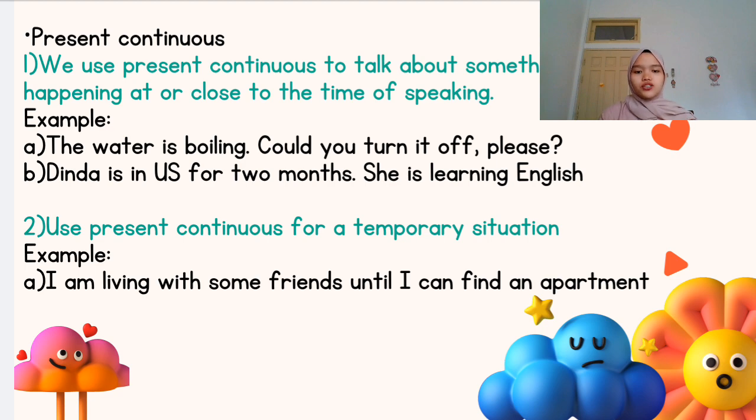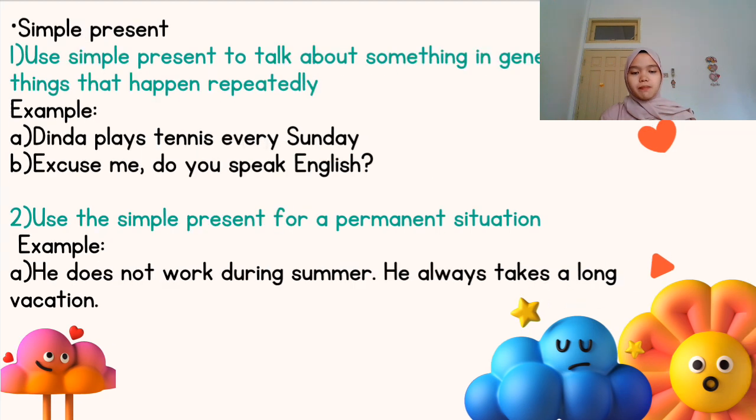We also use present continuous for a temporary situation, like, I'm living with some friends until I can find an apartment. This is present continuous. But for simple present, we talk about something in general or things that happen repeatedly. Like, Dinda plays tennis every Sunday.